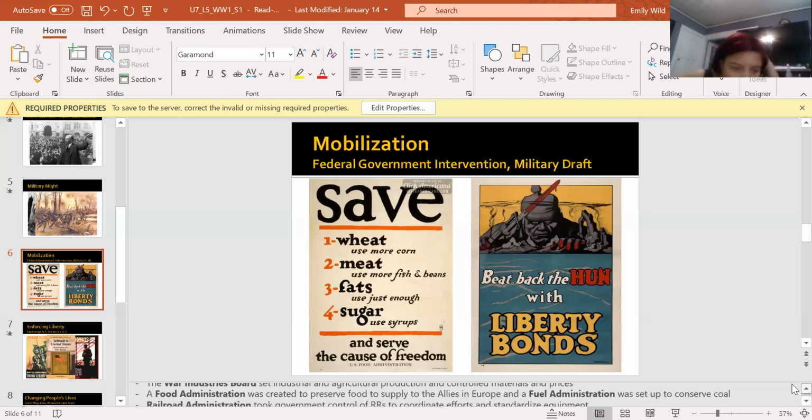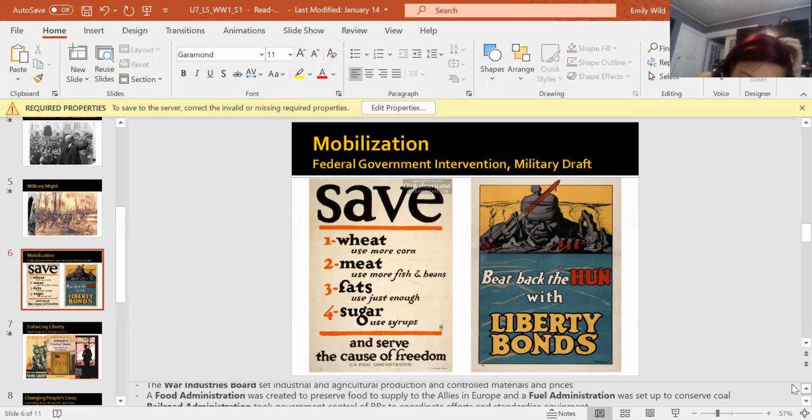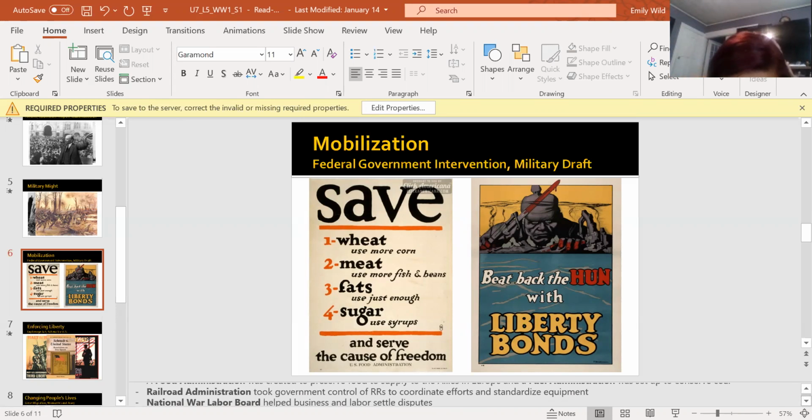So again, the Food Administration was in charge of preserving food to provide it to the Allied war effort. Third, the Railroad Administration took control of the railroads to help standardize equipment. So the railroad was used to help provide things and send them throughout the country and prepare them for shipment to the Allies.